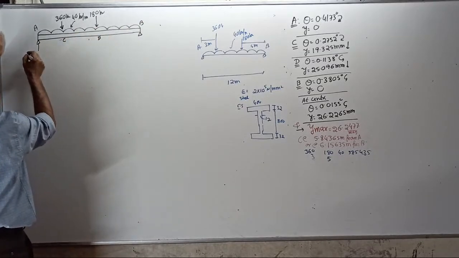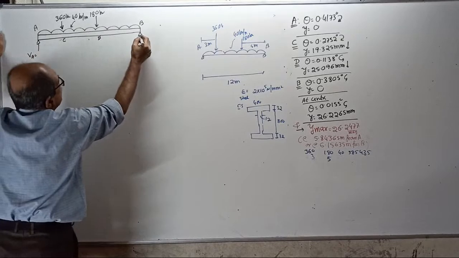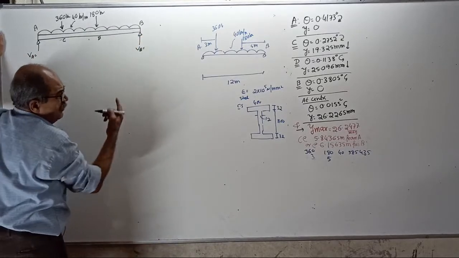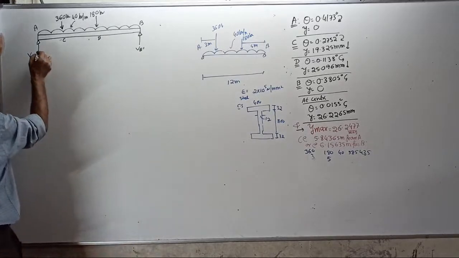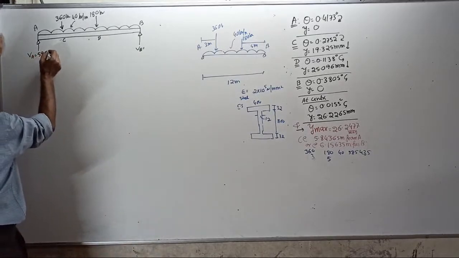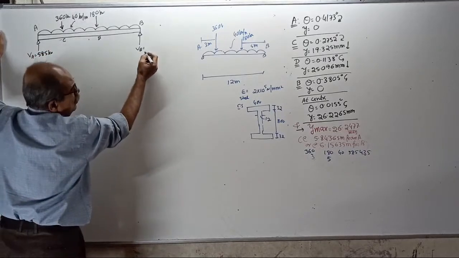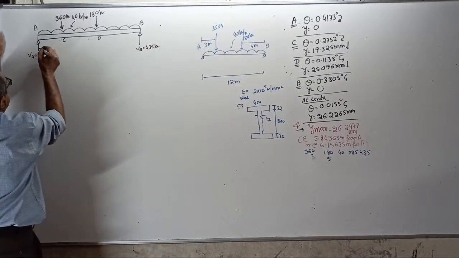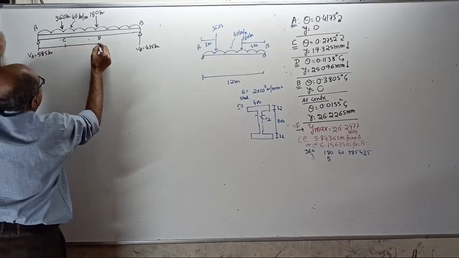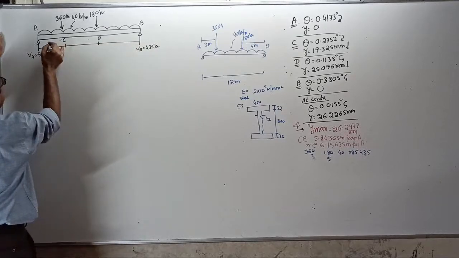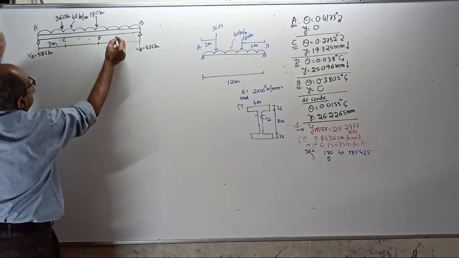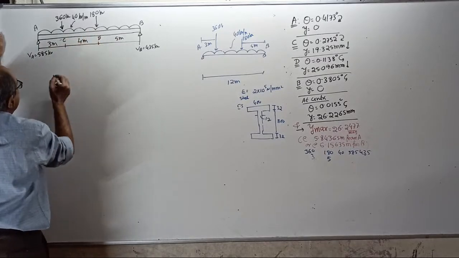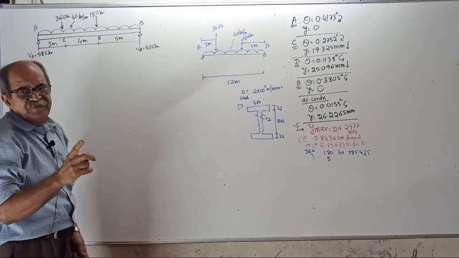And then there is a reaction here, VA, and a reaction here, VB. If you do it by software, you don't have to find the reaction. Software will do it. VA is 585 kilonewton. This you get in the software. VB equal to 435 kilonewton. Okay, now see, this is the beam. This is 3 meter, this is 5 meter, this is 4 meter. Over. Now, correctly draw SFD and BMD.